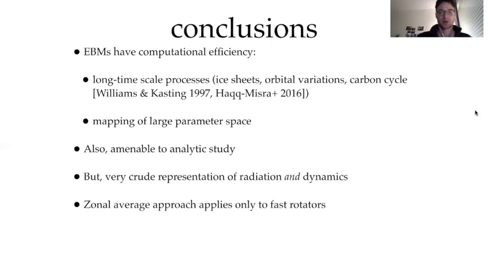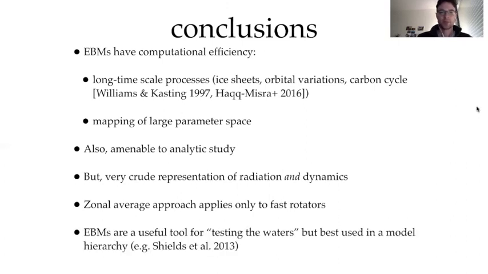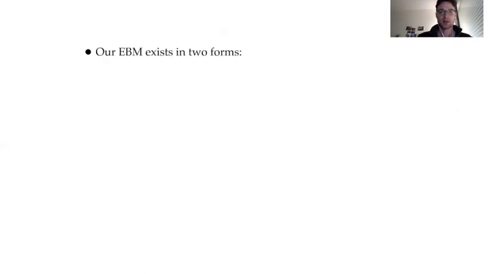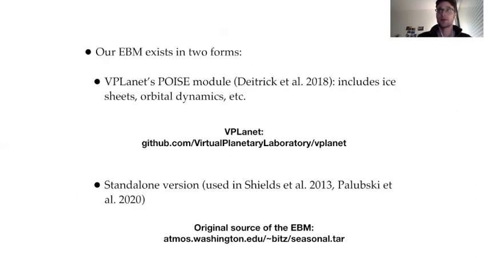And the zonal approach really only applies to fast rotators, as I've shown here. I'll leave it to Jacob Hockmisser to talk about slow rotators. So EBMs are thus a useful tool for testing the waters, but best used in a model hierarchy. And lastly, I will just show 2 places you can find the EBM online.